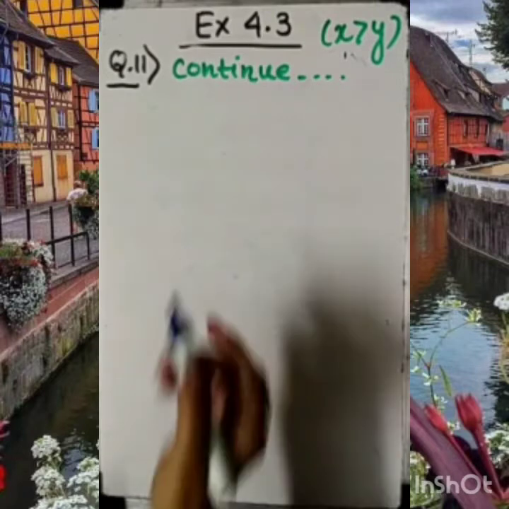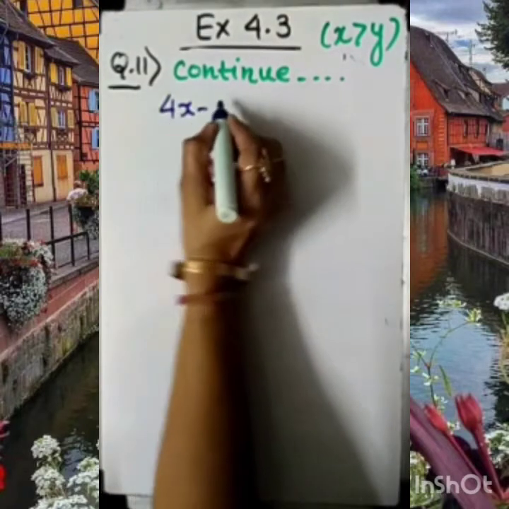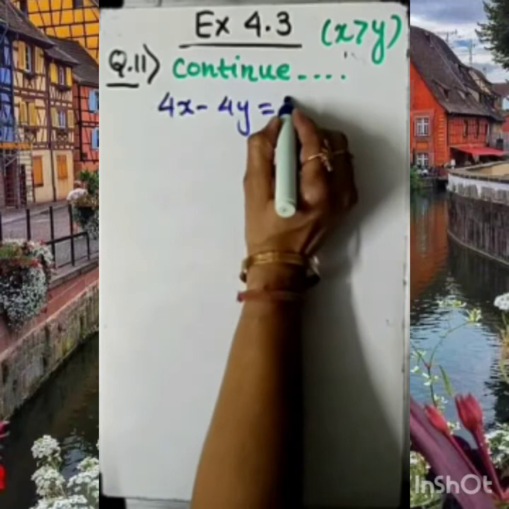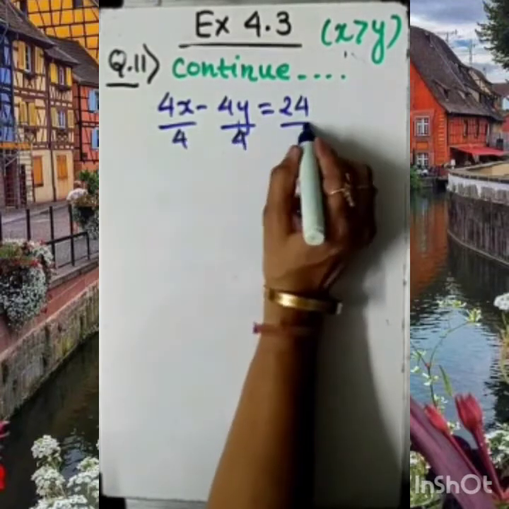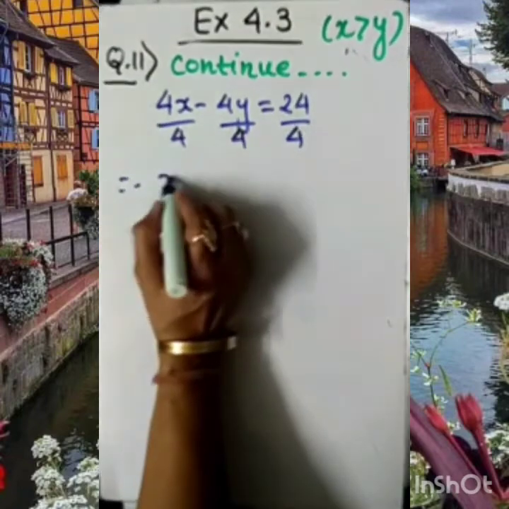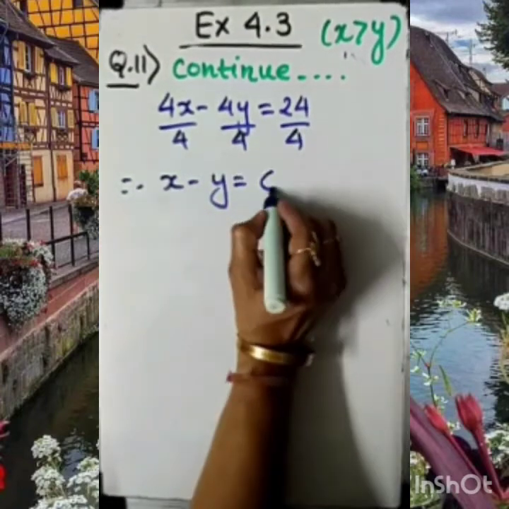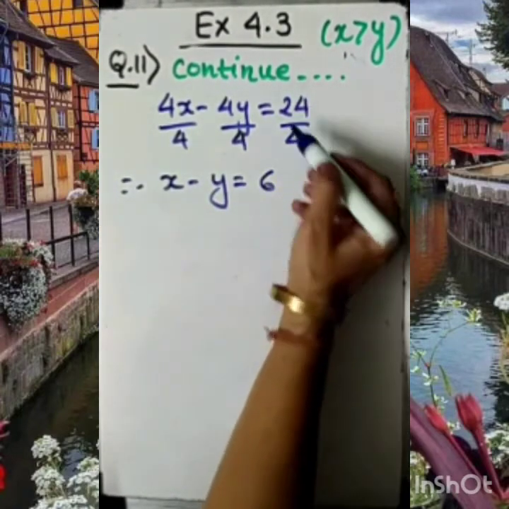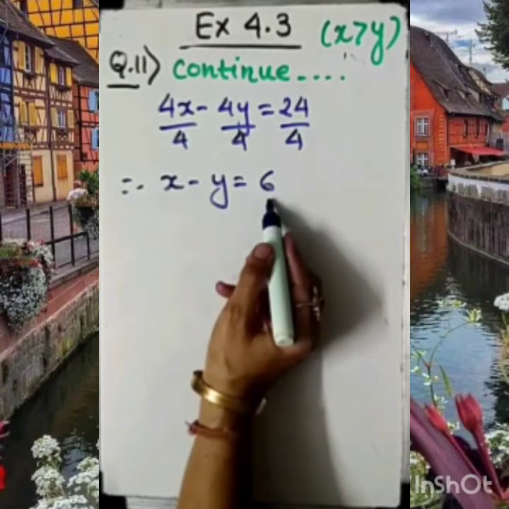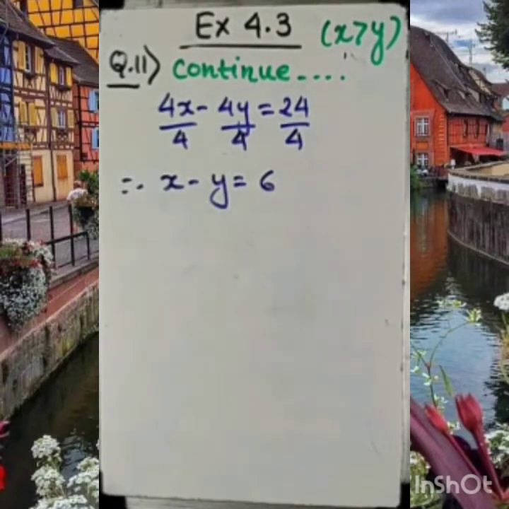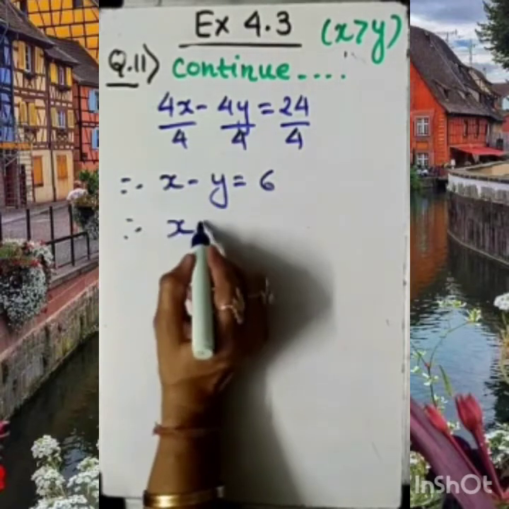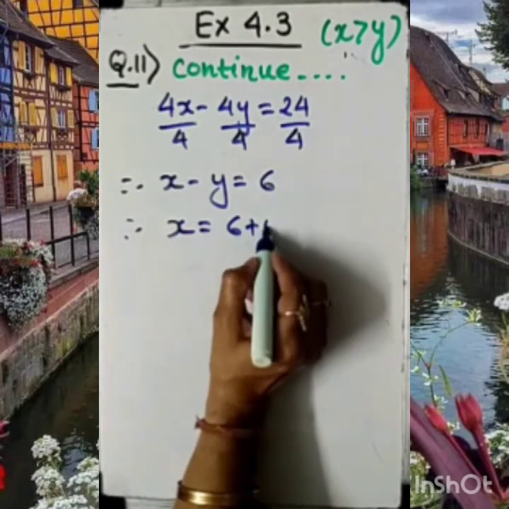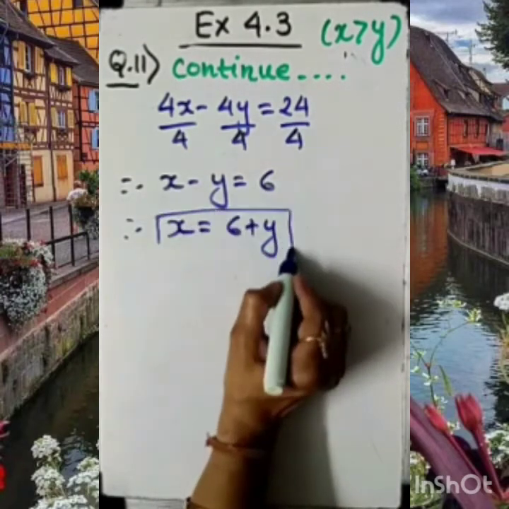So we had this equation 4x minus 4y equal to 24. Now let me divide this by 4, or else take out 4 as common. So it will be x minus y equal to 6. Now can I make x the subject here? So x will be 6 plus y. This is a very important result.